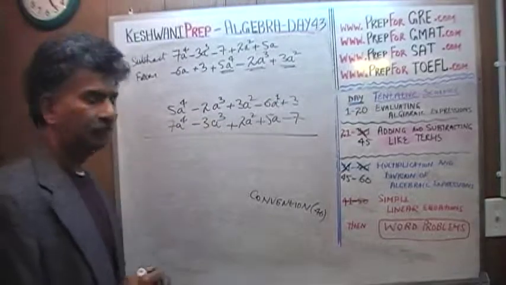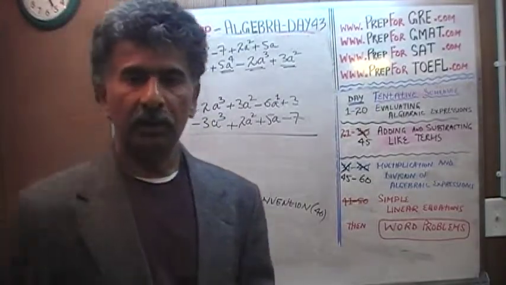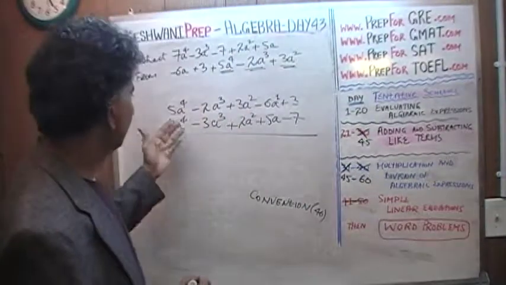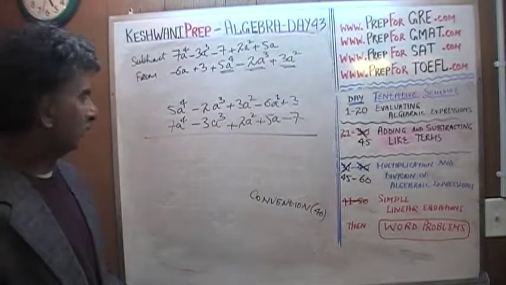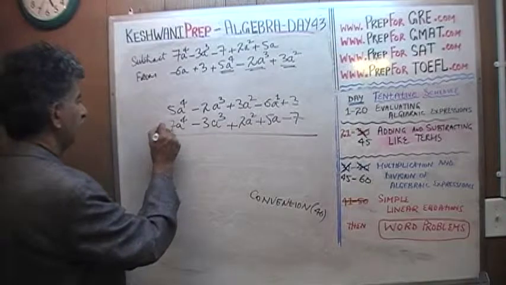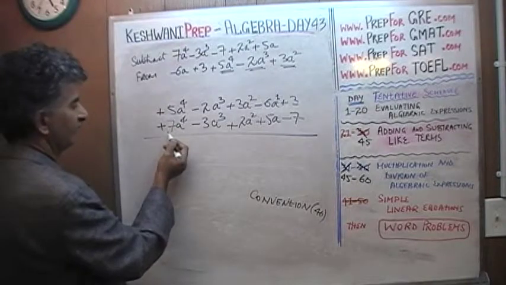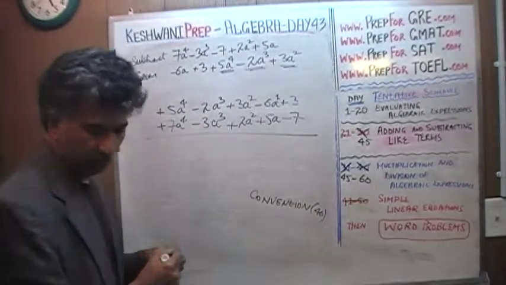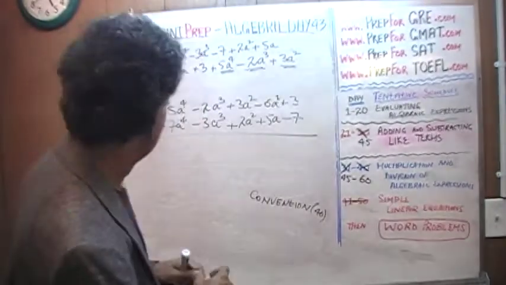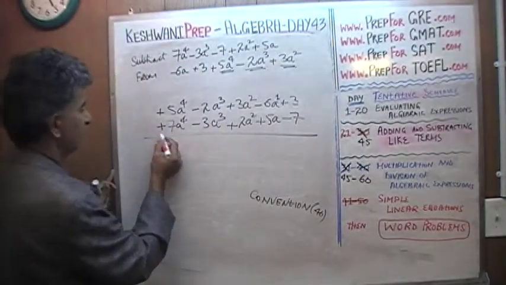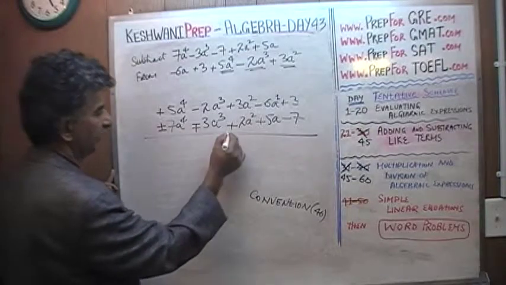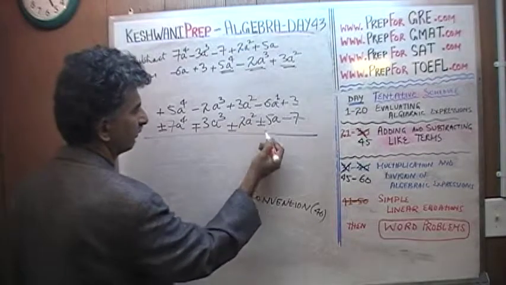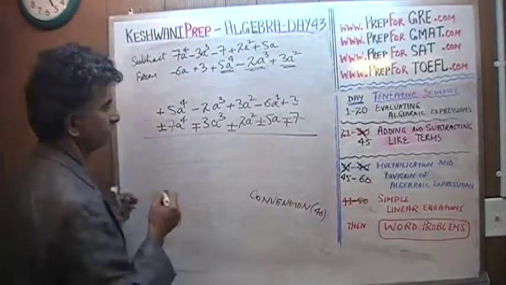Now that they are arranged in the proper descending order, and all the like terms are lined up properly, a to the fourth is underneath a to the fourth, a cubed are lined up, everything is lined up. All we have to do now is understand that since this expression is being subtracted, all the signs have to be changed. All the signs of the coefficients have to be changed. This positive becomes negative, this negative becomes positive, this positive becomes negative, this positive becomes negative, this negative becomes positive.